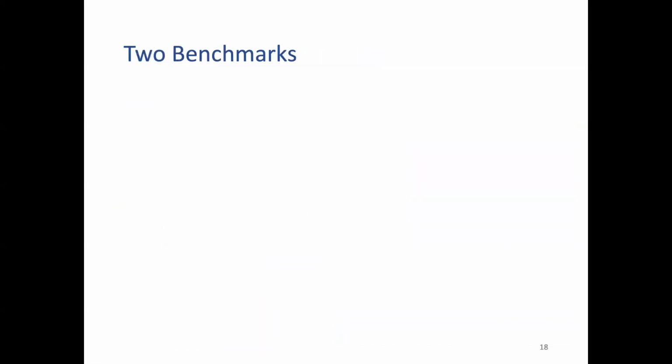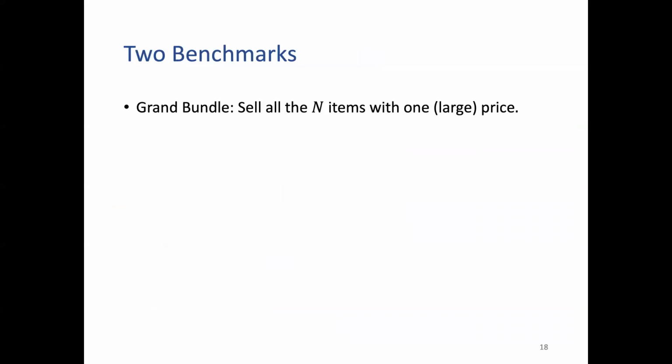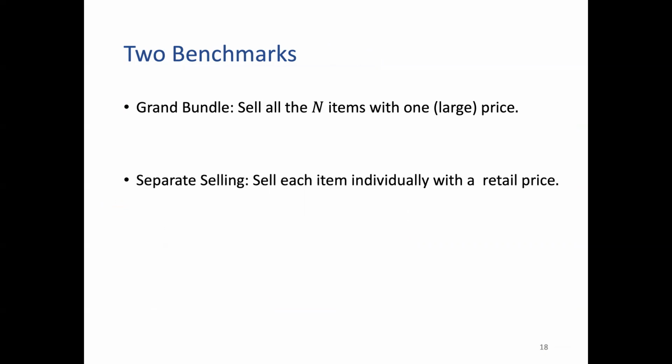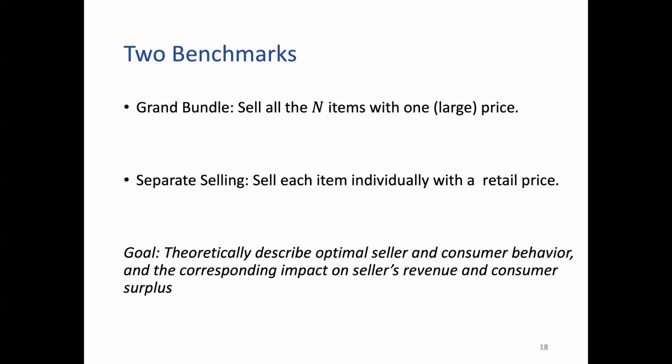So in the paper, we consider 2 benchmarks. The first one is grand bundle, which means that we sell all the n items with one large price. And the second one is separate selling, which is we sell each item individually with a retail price. So both benchmarks are very common and straightforward in practice. And our goal here is to theoretically describe the optimal seller and consumer behavior, as well as the corresponding impact on the seller's revenue and the consumer surplus.